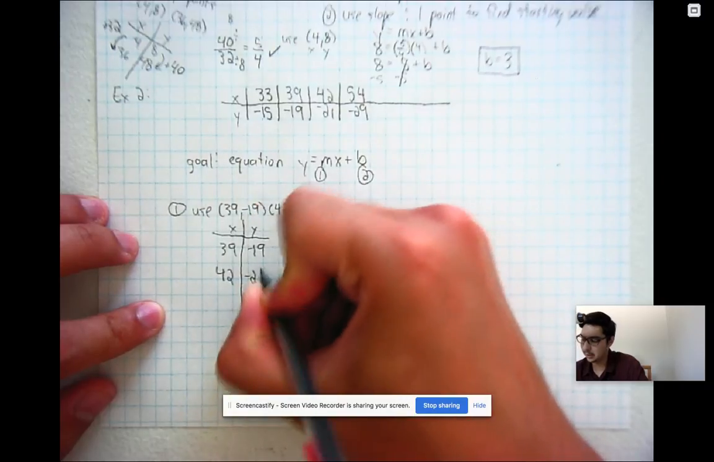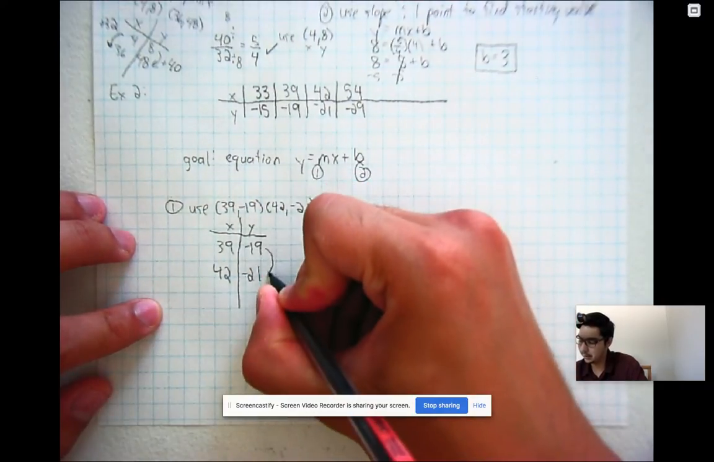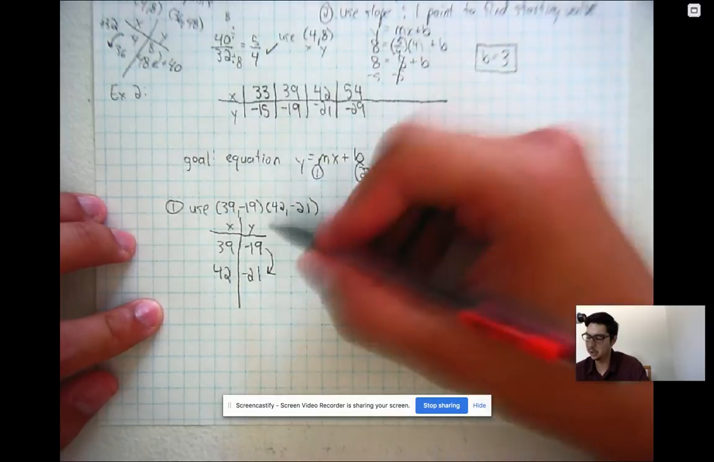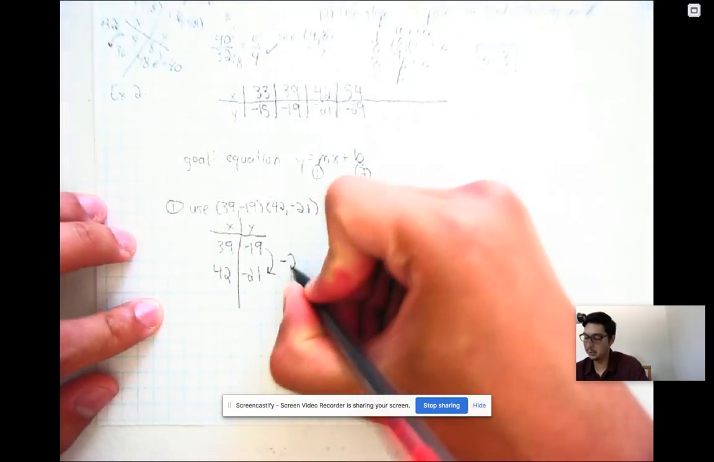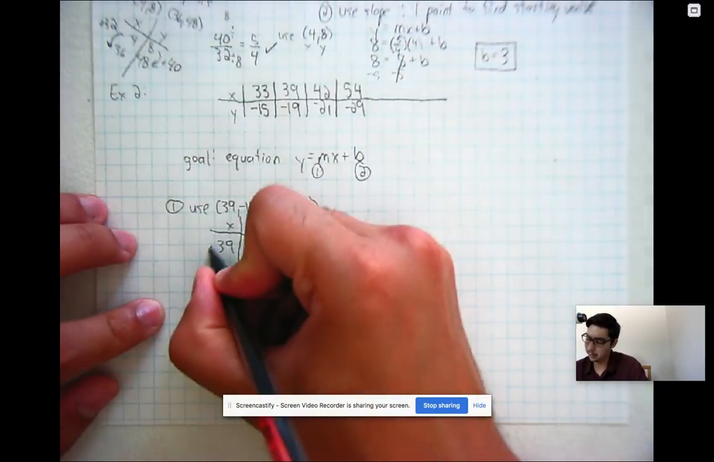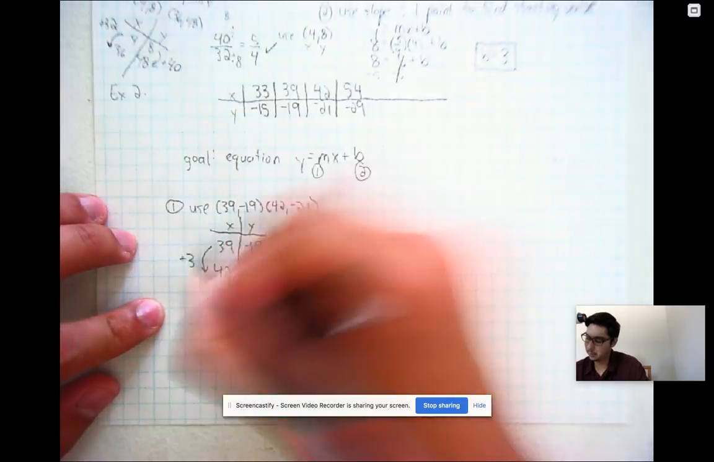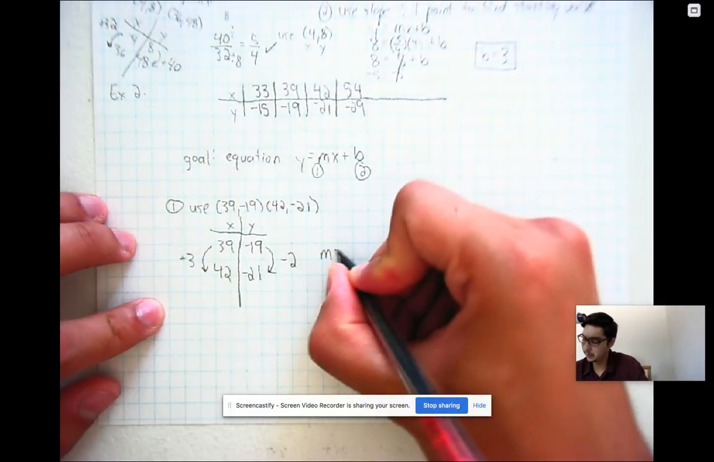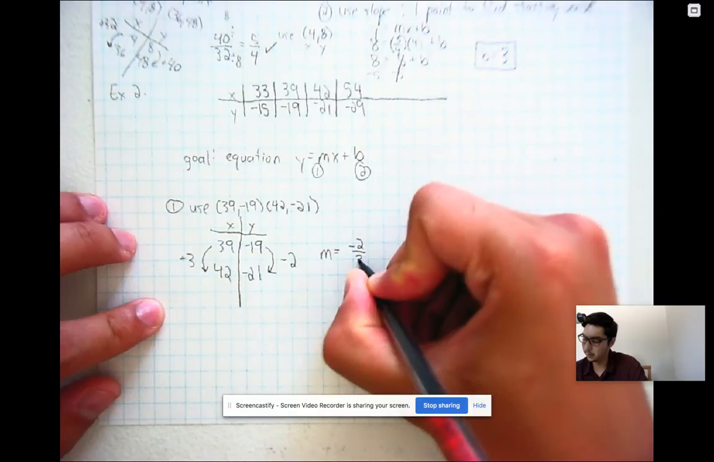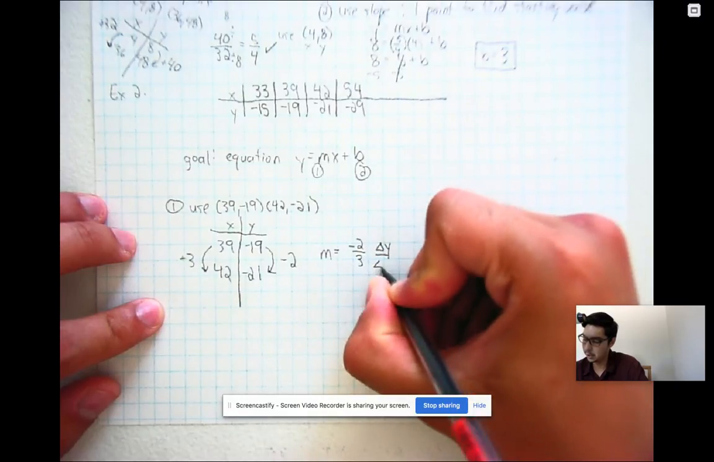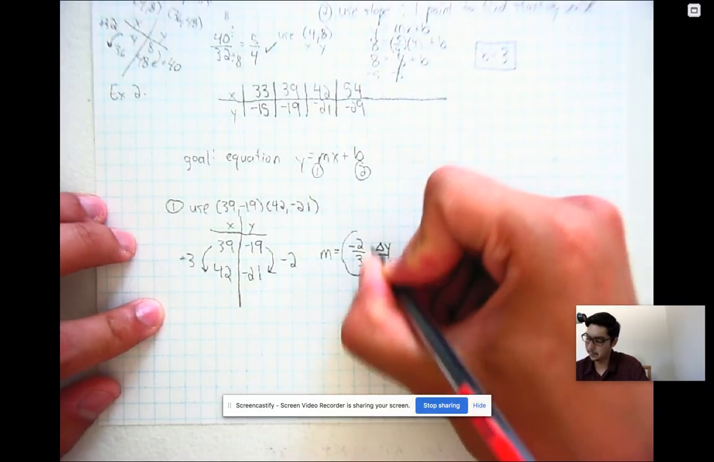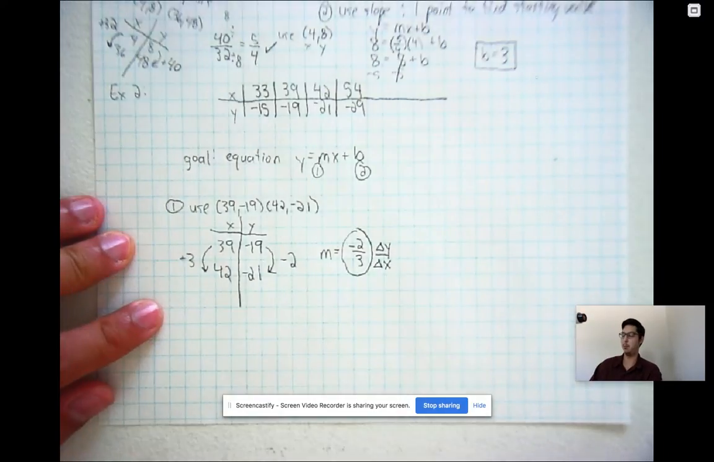And let's see. Now this one's tricky. How do you get from negative 19 to negative 21? What's the change in y there? Minus 2. And how do you get from 39 to 42? Well, you add 3. So your slope here, the m, is negative 2 over 3. Because remember, it's always the change in y over change in x. Okay. So step 1 is done.